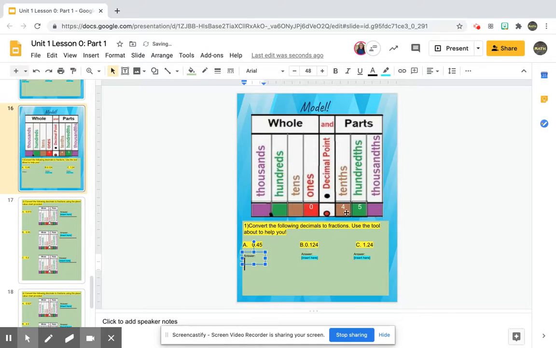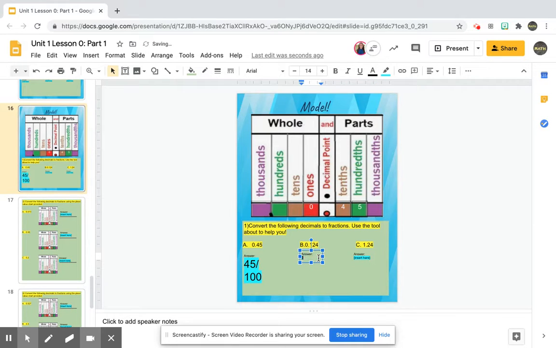For example, I'm going to take this 45. That's going to go as my numerator, and my denominator is going to be where my last number landed. Now in the hundredths, so that means that my denominator should be the 100. So there we go. There's taking that 45 hundredths, turning it into a fraction, 45 over 100. I can do the same thing here.